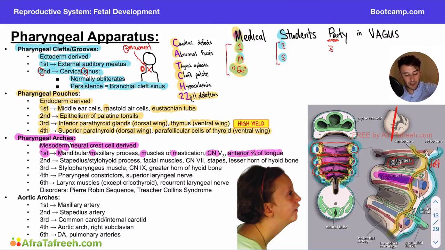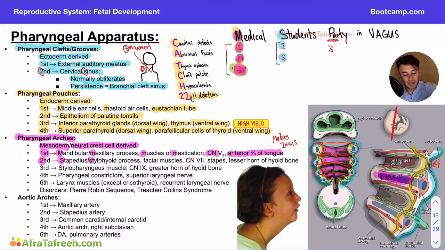So going back to our mnemonic, we have M for things related to 1 and things that are close to the ear. So one other thing that I want to note is that we also get the malleus with M, as well as the incus from this area, and those are going to be M related as well as related to the ear. Moving on to our second arch, we are going to have the stapedius and the stylohyoid process.